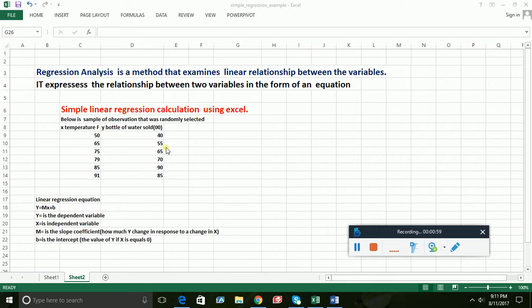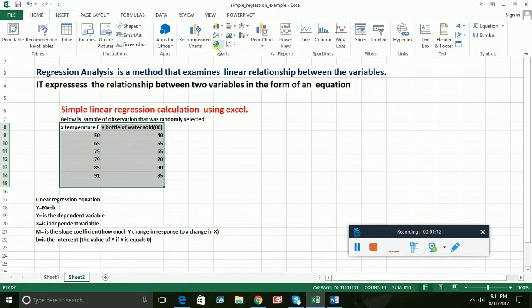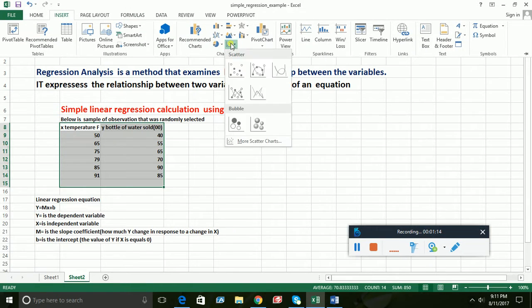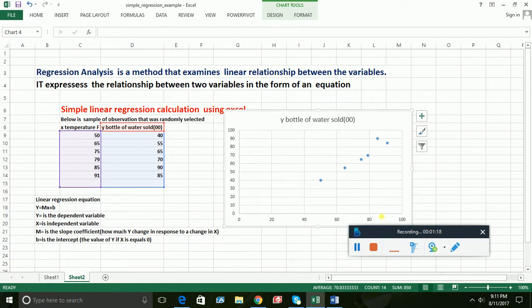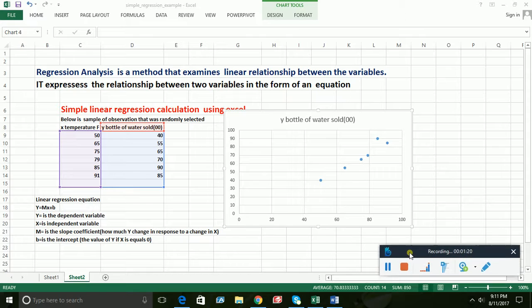So how do you get this equation using Excel? What you do here is highlight these two variables, then insert the scatter graph. This is the scatter graph. This is how you make it.